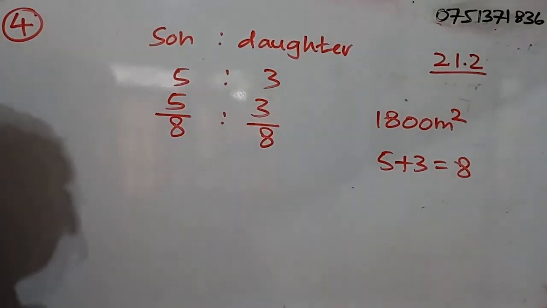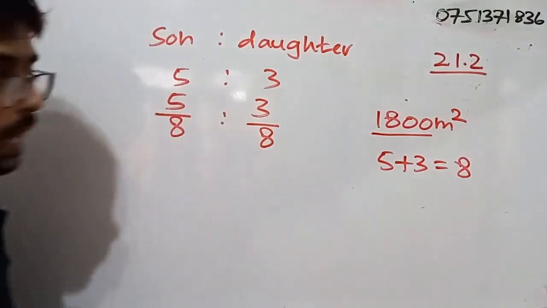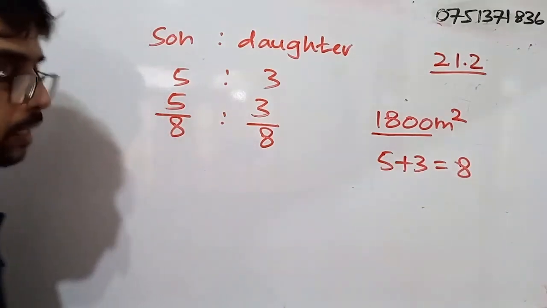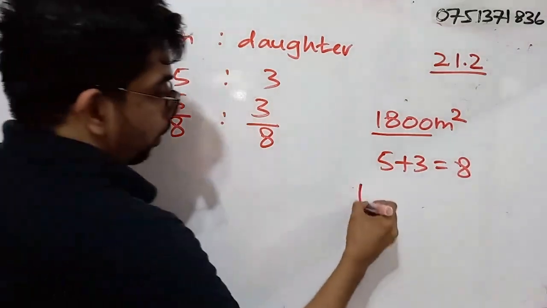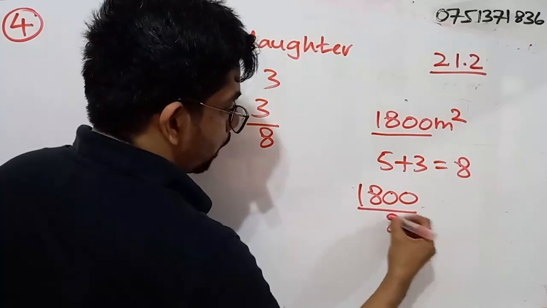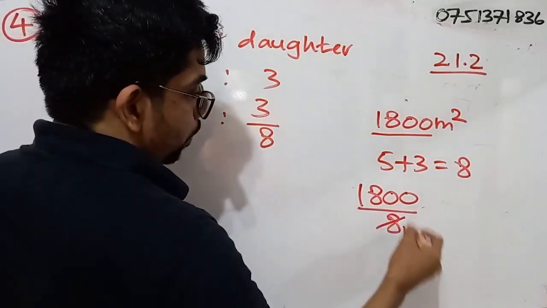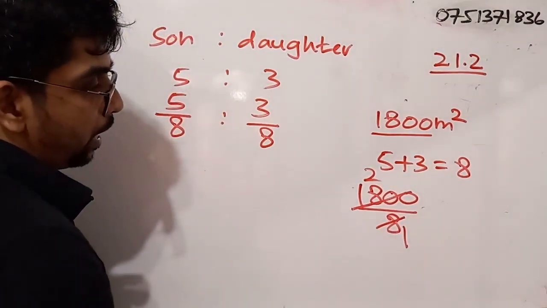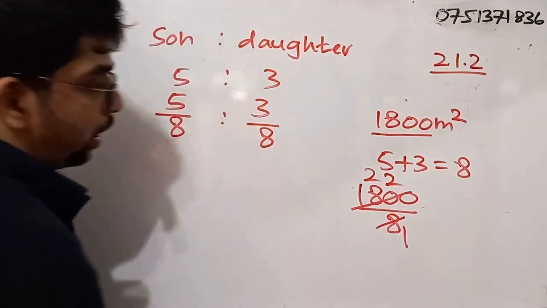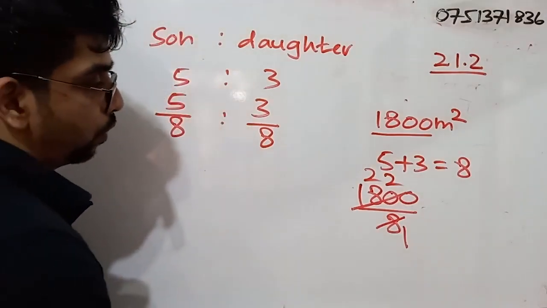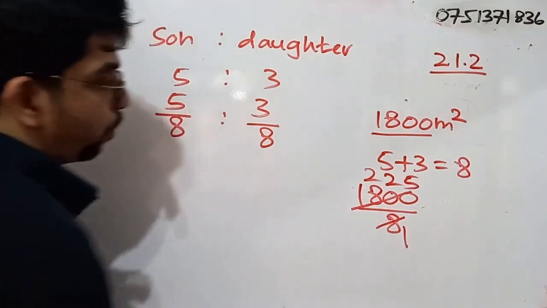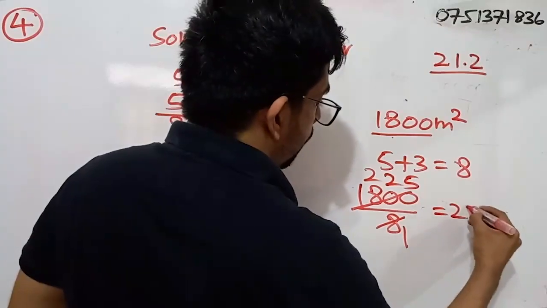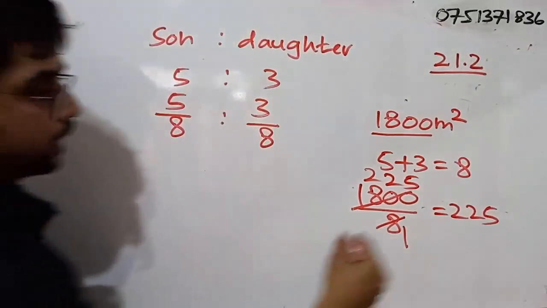So what is the value of one part? The total amount of the land is 1,800 square meters. We have to divide it by 8, right? So 1,800, we have to divide it by 8. So 8 times 1 and 8 times 2, and we get a 20. For 20, 8 times 2 is 16. So we get a remainder of 4. That means for 40, we get 5. So value of one part is what? 225. So these are square meters.